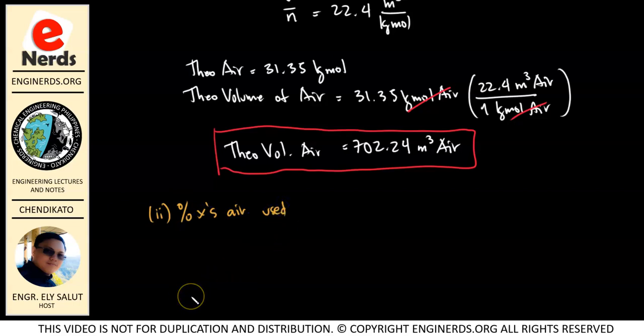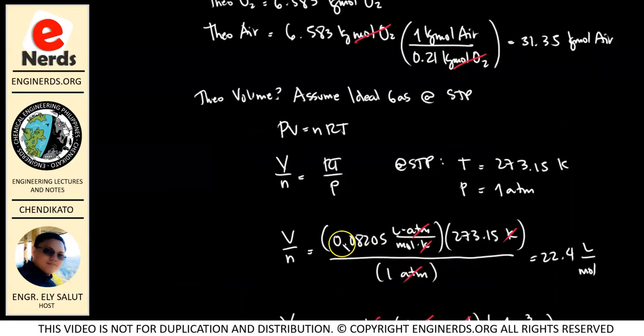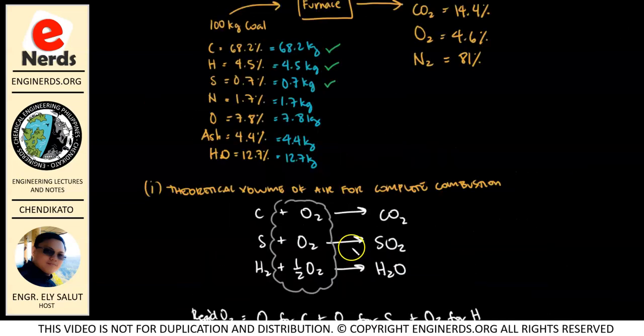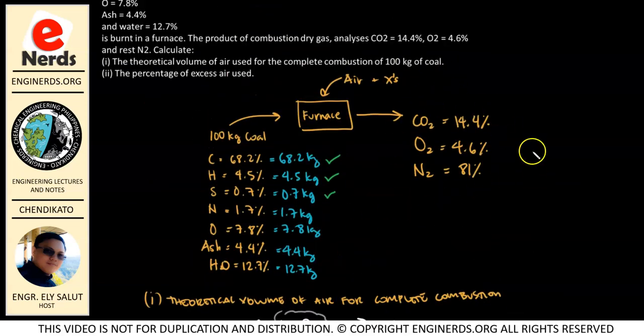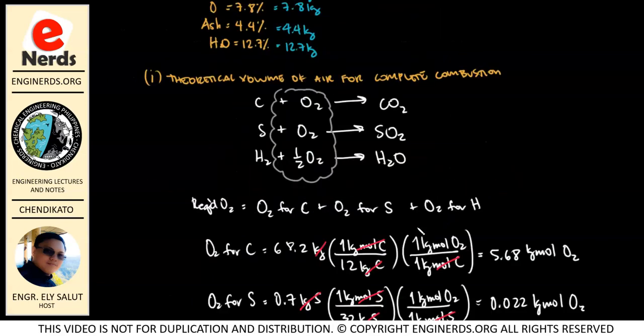Okay? So, tandaan natin, given na yung percent ng ating product. So, therefore, pwede nating makuha kung ano yung weight or kilogram mole ng ating product, no? Itong buong product natin dito. Okay? So, let us take note of this. We have 14.4% ng CO2, 4.6% ng O2, and 81% ng N2. No? So, yan ang ating product.